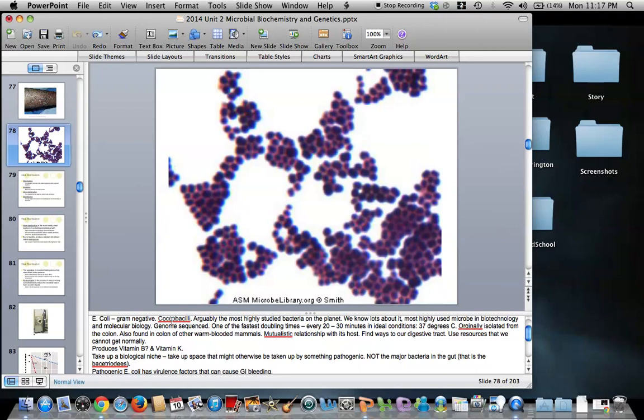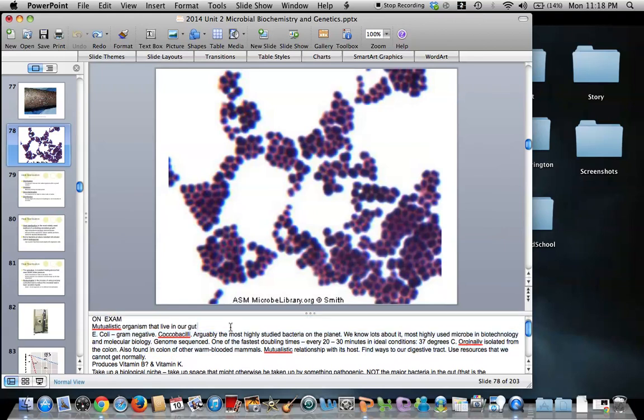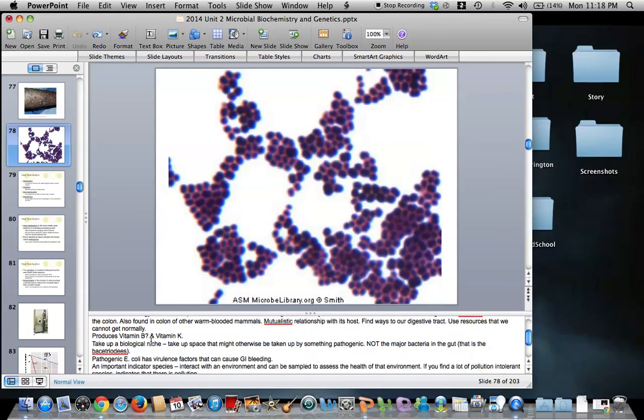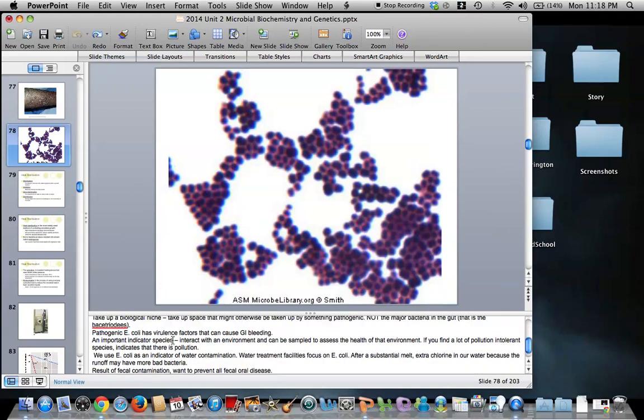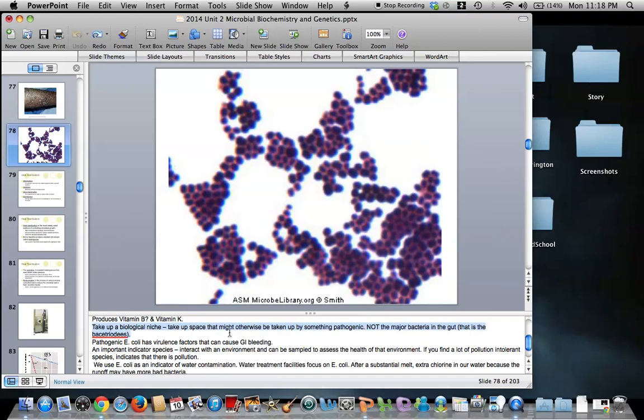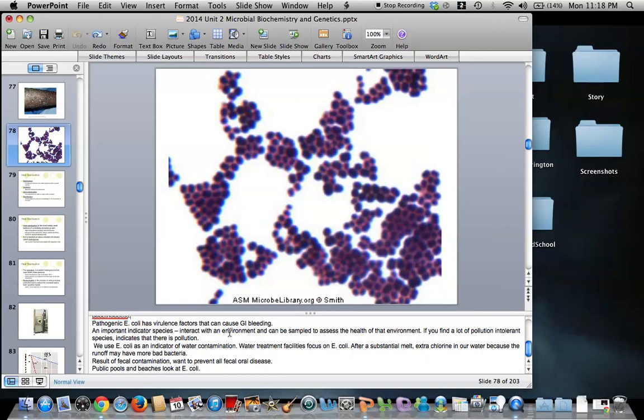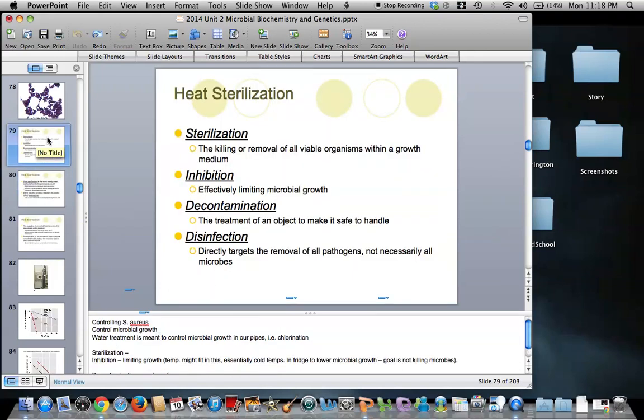This is E. coli. It's mutualistic in our guts, forms vitamin K and vitamin B. Gram-negative, coccobacilli, generation time of 20 to 30 minutes. It takes up the biological niche in our gut that prevents something pathogenic from being there. Some strains have virulence factors that can cause GI bleeding. It's not the prevalent one in our gut, but we didn't get to talk about those yet. It's an important indicator species. It interacts with an environment and can be sampled to assess the health of that environment. So basically, are there feces contaminating your water? We use it in water contamination testing, and look at it when a public beach or pool gets shut down. This is often what we look at.